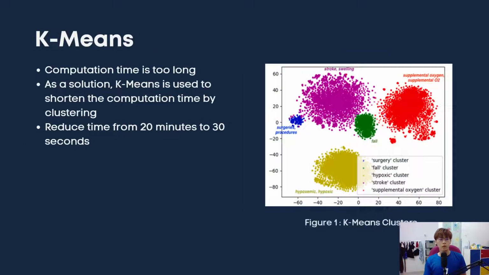The next component is K-means. The computation time for this huge dataset is too long. Therefore, K-means is used to group possible similar sentences into clusters, and each of the clusters will then compare with the query. The highest scoring clusters will be selected as the candidate cluster, and all the sentences inside the cluster will then be compared with the query again to get the initial result. At the end, K-means managed to reduce the computation time of one query from 20 minutes to 30 seconds.